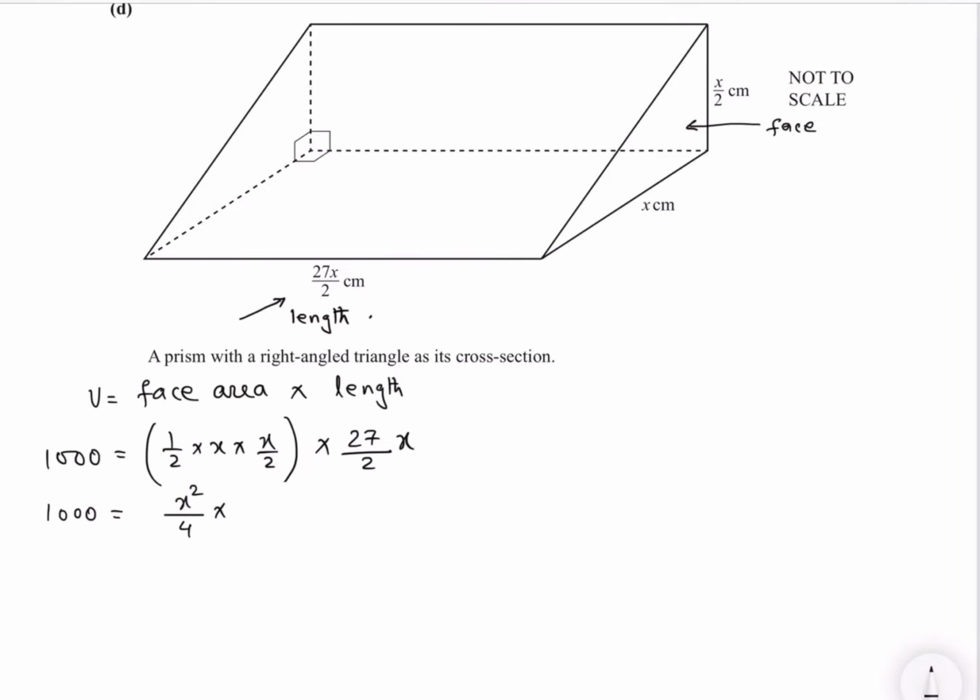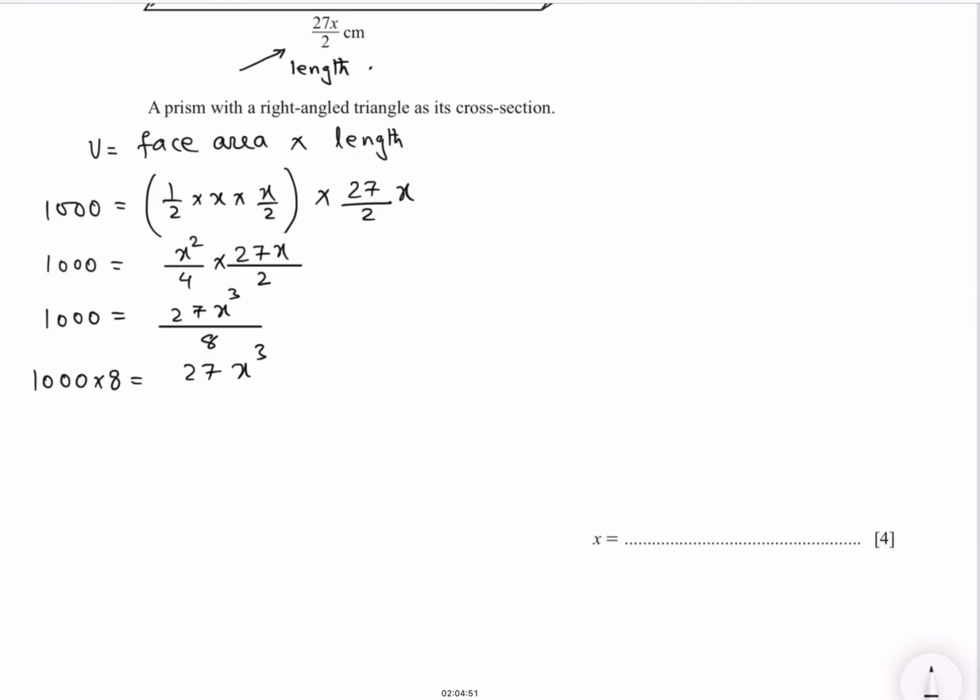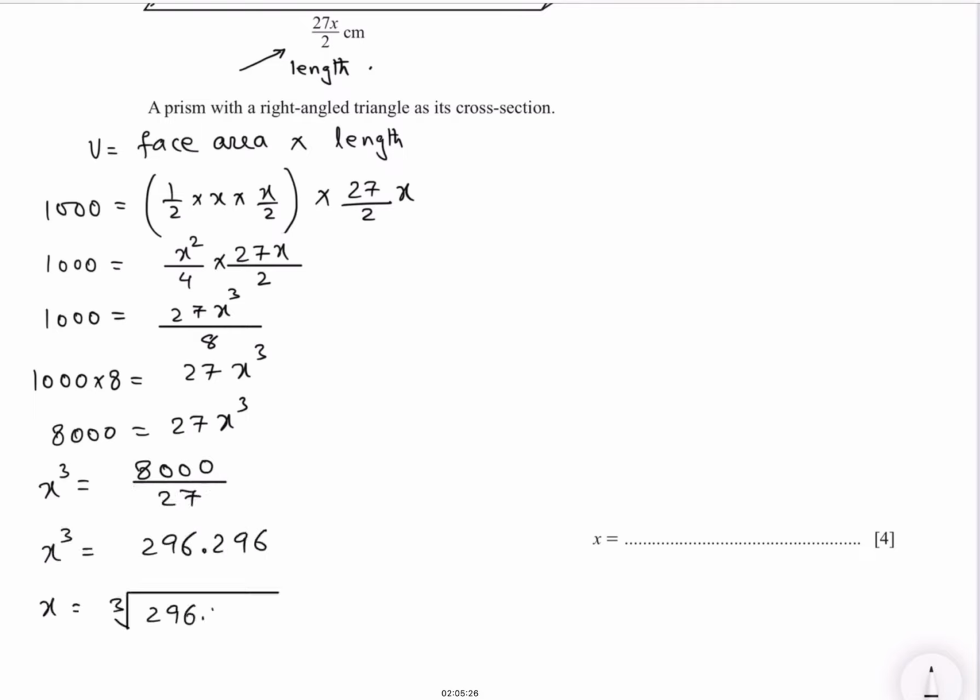Oh. Okay, I did some mistake, so let me correct it. 1000 equals x square over 4 into 27x over 2. So this is 27x cube over 8. Now 8 will multiply 1000. So 27x cube equals 8000. Now cube root of 8000 divided by 27. So this is 6.67.